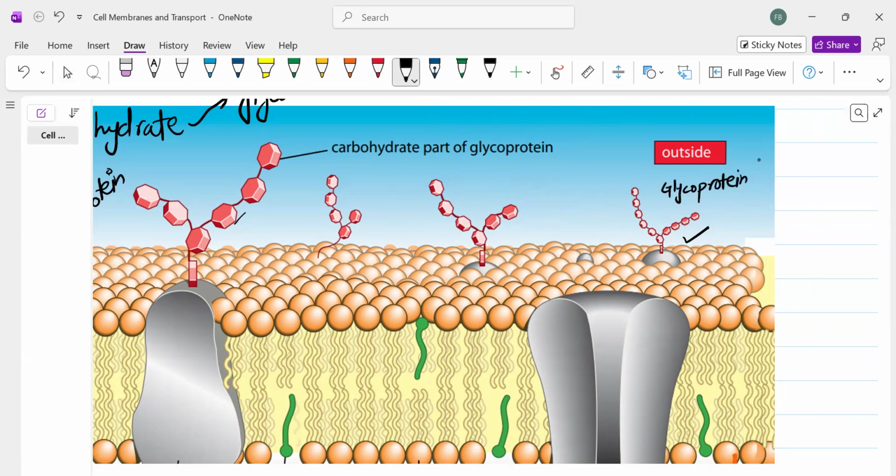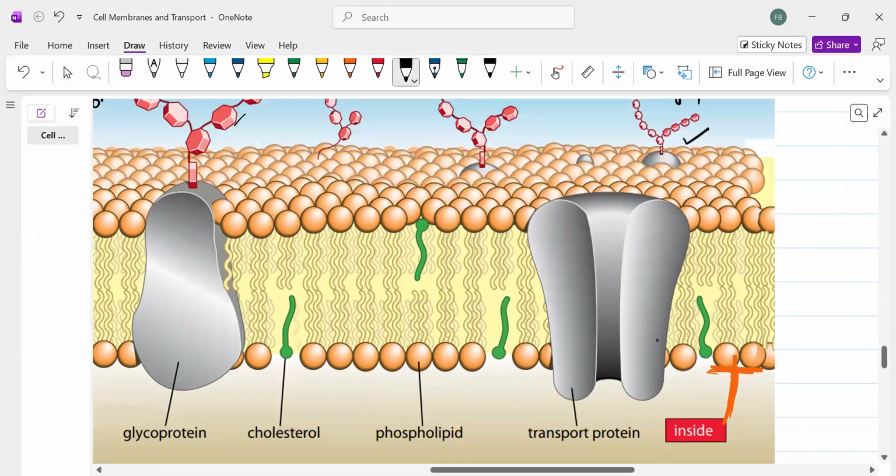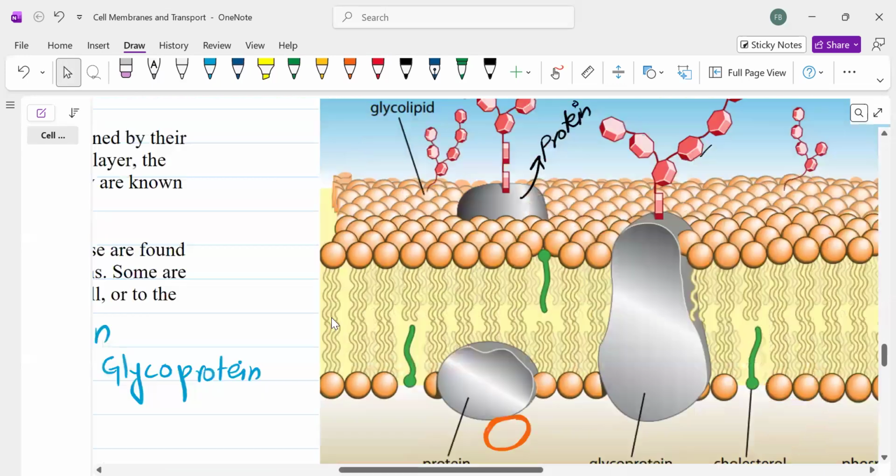And what is this one? Is this a conjugate molecule or not? No, this is not, because it doesn't have anything attached to it. It is not attached to anything directly. It is a transport protein. And similarly, you have cholesterol as well in it.